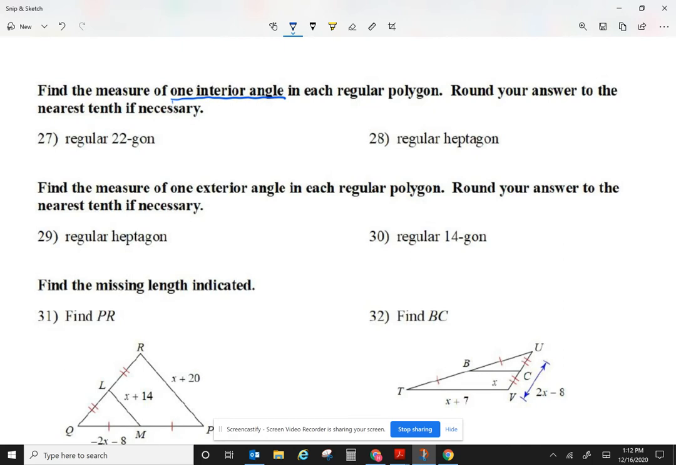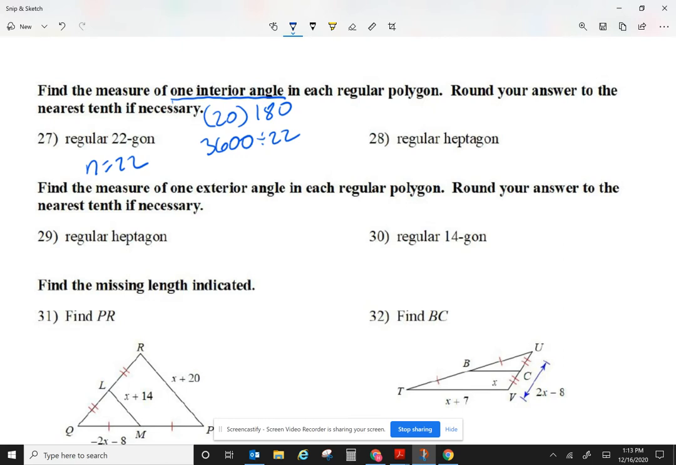Regular 22-gon. That means there's 22 sides. That means there's 22 angles as well. Now, I want to know how big is one of them. First of all, let me find out how much all of them add up to. Since there's 22, I'm going to go 20 times 180. The 20, because remember I went n minus 2. So 20 times 180 gives me 3,600. That's how much all of them add up to. I'm asking how much is one of them, because there's 22 of them. Let me divide this by 22.